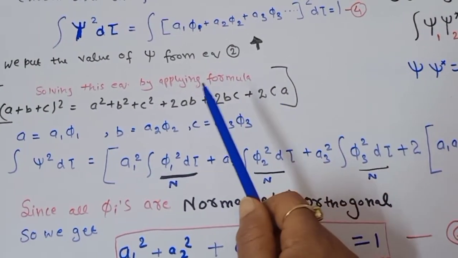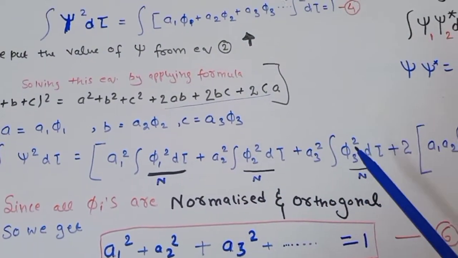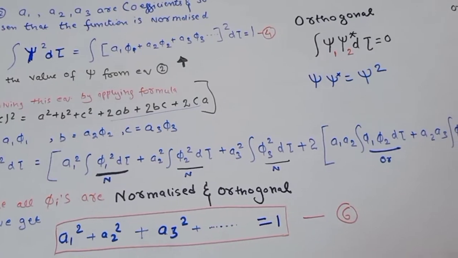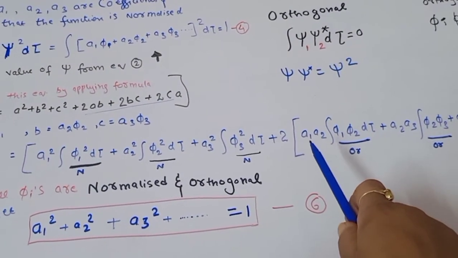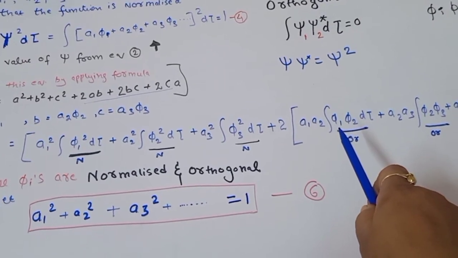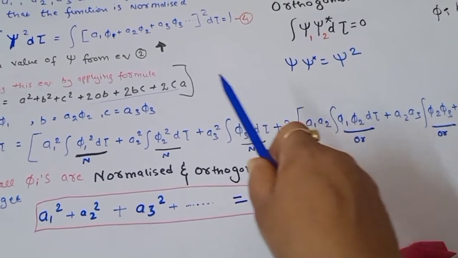So in these three terms this 2 is common, so we will write 2 on the outside of the square bracket. So what will be our value here? First we will write our AB. A is our A1 and this is our phi1. B is A2 phi2, and together we have to take our d tau.